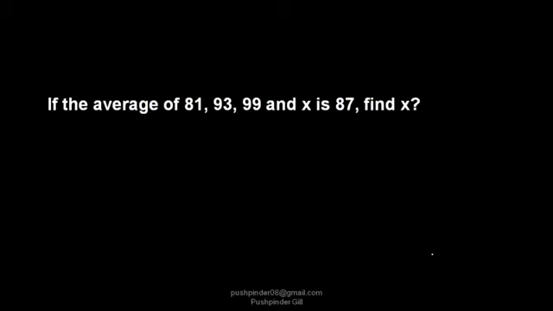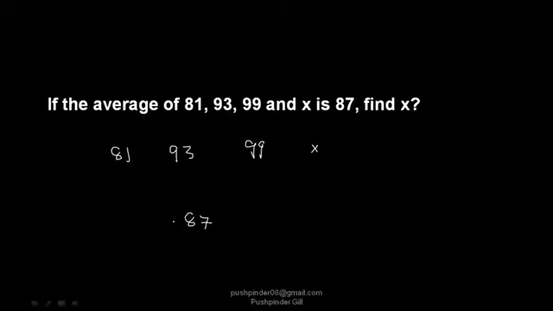Now let's see this question. The average of 81, 93, 99 and x is 87. He's asking you to calculate the value of x. Now you know what? Instead of adding all these numbers and then dividing by 4 and then equating to 87, you can very well say that these are the four numbers, 81, 93, 99 and a number x, whose average is 87. So if 87 is the average, the negative deviations will be equal to the positive deviations, or the sum of all the deviations will be 0.